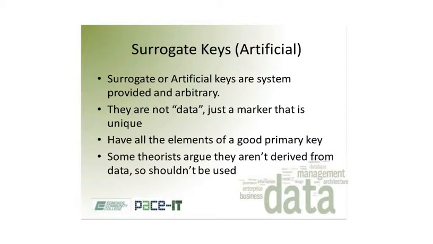So you have some theorists who we consider purists, C.J. Date being one of the most notable, who argues against the use of these surrogate keys because he feels they're a violation of relational principles and that all the data on a row should be data about an instance of the entity. They're not data, though. They're just a marker that is unique, and therefore they guarantee uniqueness. But do, however, have all the elements of a good primary key. So again, some theorists argue that because they're not derived from data, they really shouldn't be used.